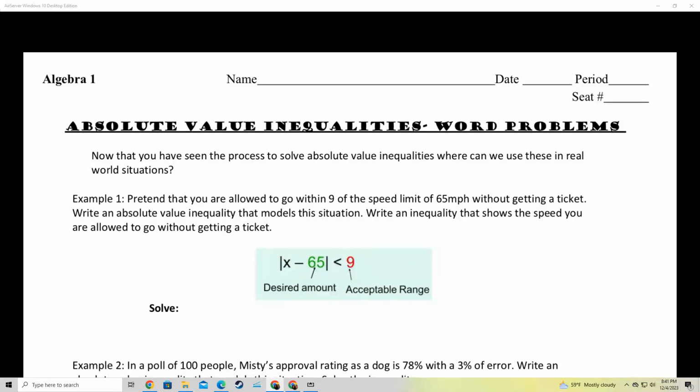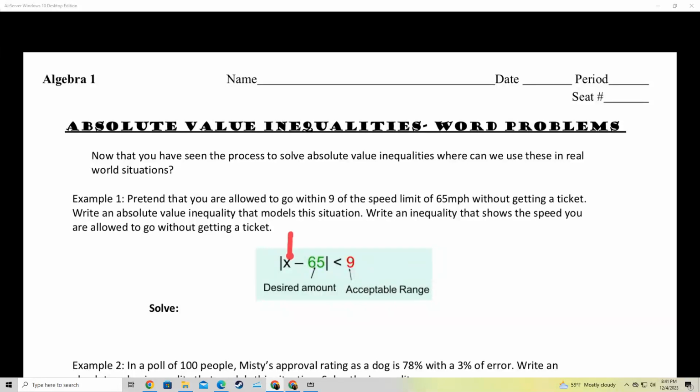So in this case, we don't know your actual speed, but I know that my target speed is 65 miles per hour. So I want to know the distance between my speed and the target speed. Remember, we calculate distance by subtraction, and here's my cushion. It has to be less than 9 miles per hour in order for me not to get a ticket. So there's my inequality. I'm going to go ahead and start solving for it now, and hopefully once we see it, we'll see why this makes sense.